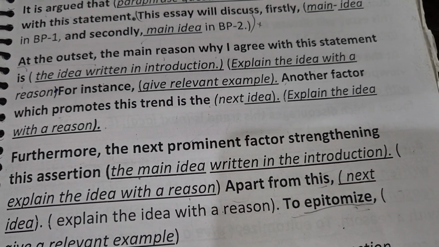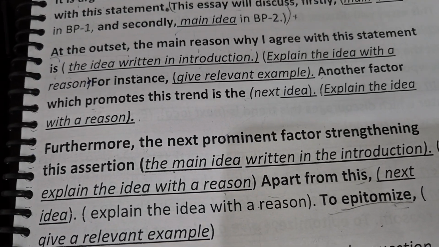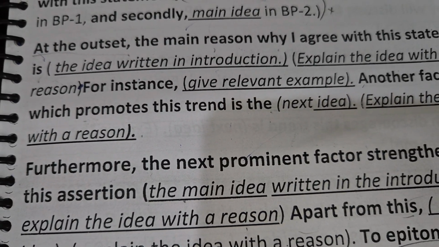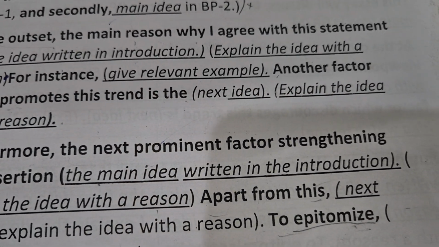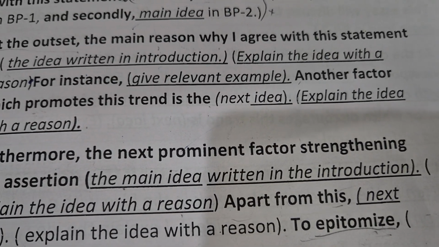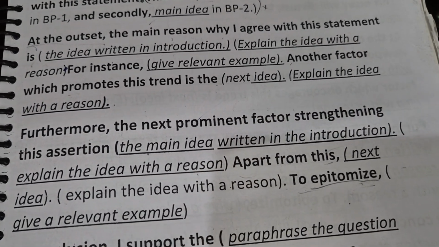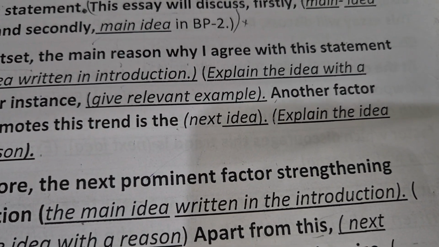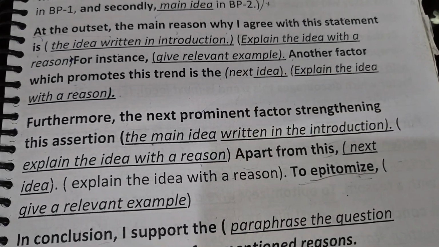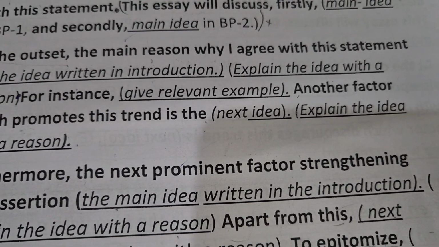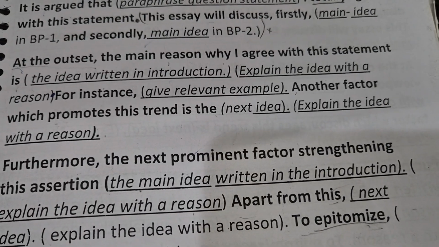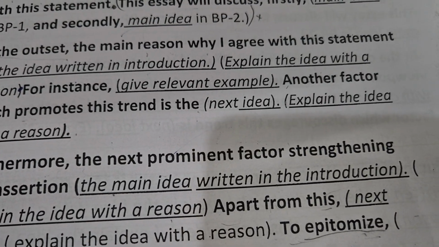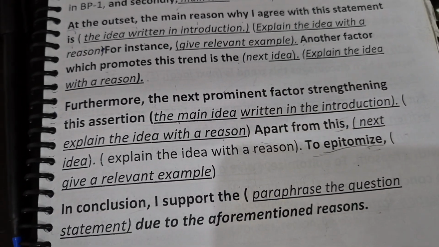So as I have mentioned, there should be few connectors. So we have started the BP1 with the connector at the outset, comma. After that, we'll give the topic statement of this particular paragraph. Make sure, it is very important, and a lot of students don't do it. You have to give a line that makes it understandable for the invigilator, like what is written in this particular paragraph. For example, I had to explain the reasons behind why I agree with the topic. So I have said at the outset, the main reason why I agree with this statement is.